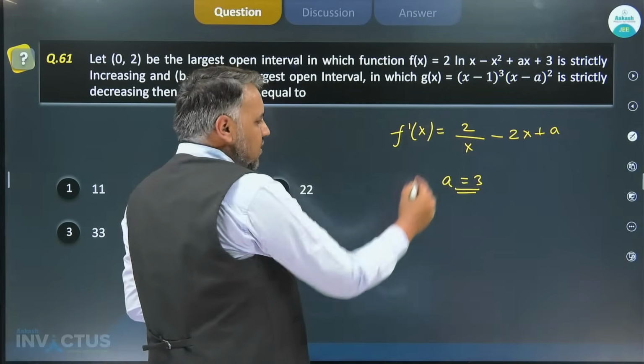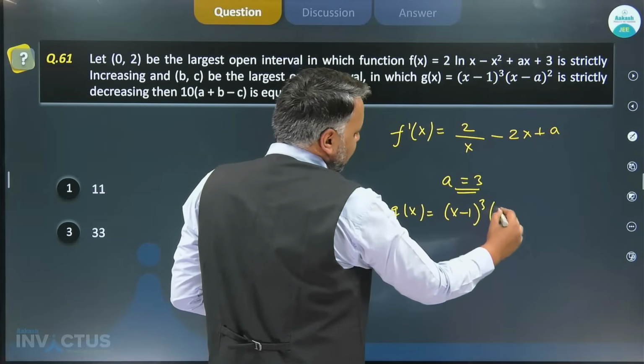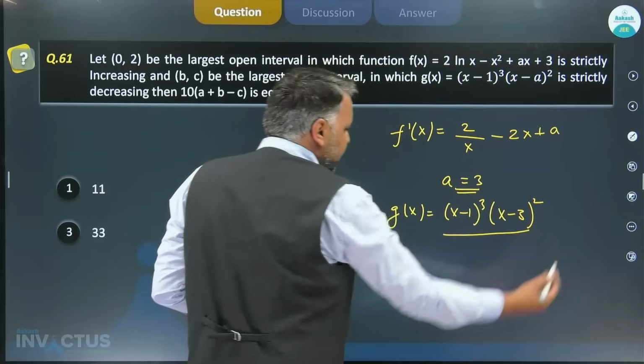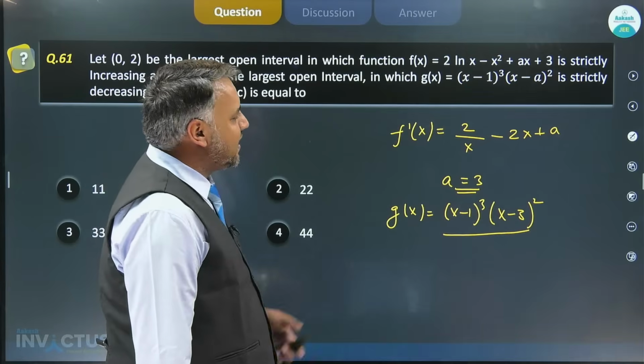Now if we get a, so gx can easily be written as x minus 1 whole cube into x minus 3 whole square. Now differentiating this and calculating the interval where gx decreases.